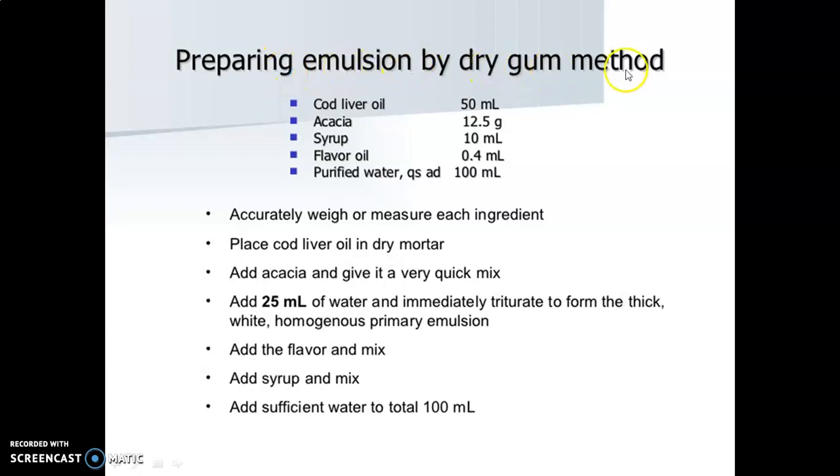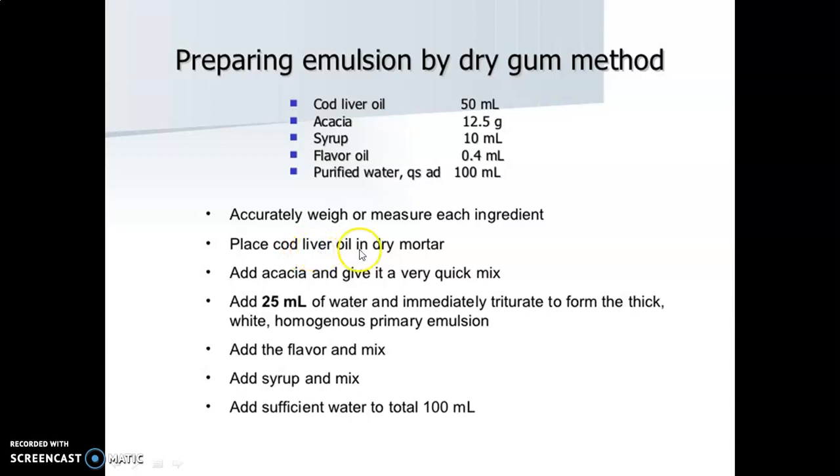Preparing the emulsion by the dry gum method: cod liver oil 50 ml, acacia 12.5 gram, syrup 10 ml, flavor oil 0.4 ml, purified water quantity sufficient to make up to 100 ml. Accurately weigh or measure each ingredient.